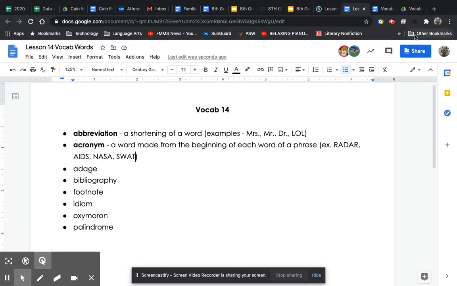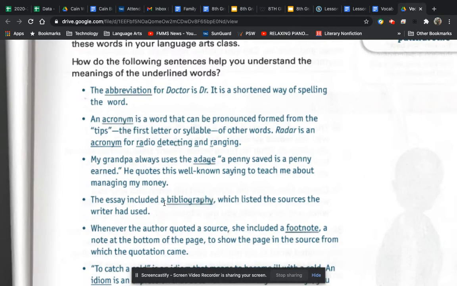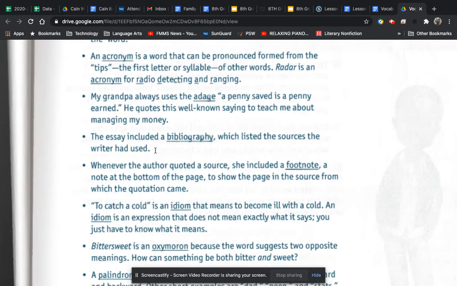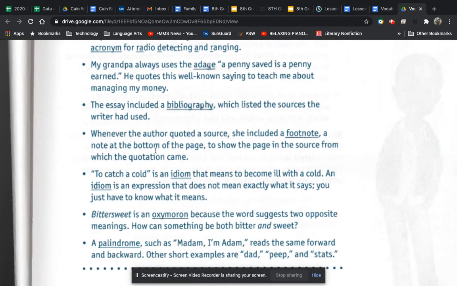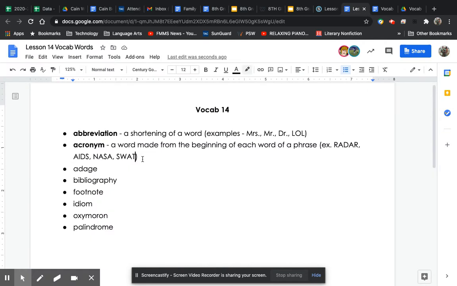The next word is adage. So if we look at the example, it says, my grandpa always uses the adage, a penny saved is a penny earned. He quotes this well-known saying to teach me about managing my money. So an adage is a wise saying that is commonly used. And he said a penny saved is a penny earned.